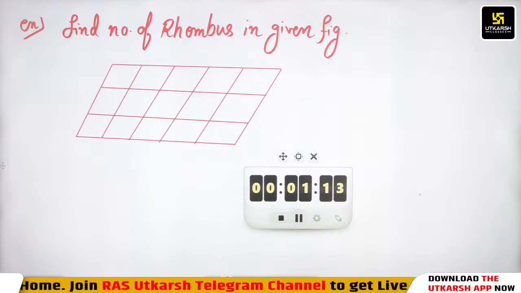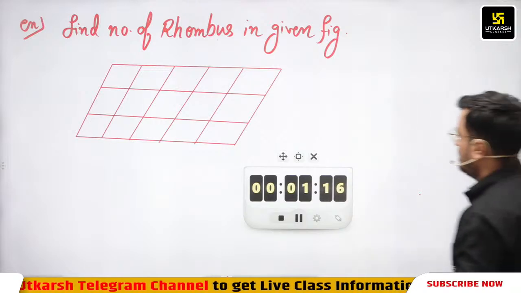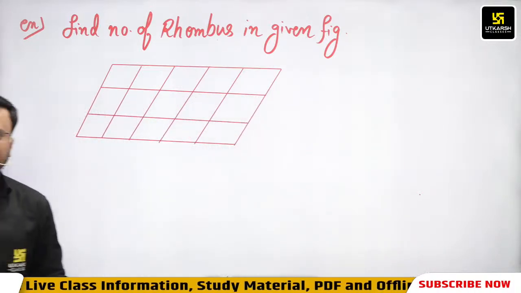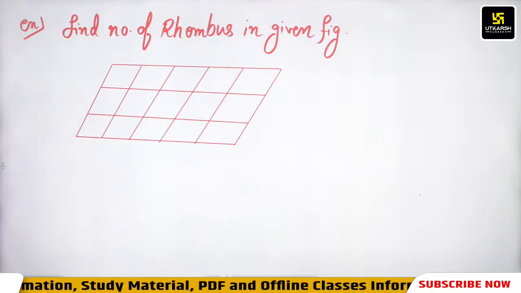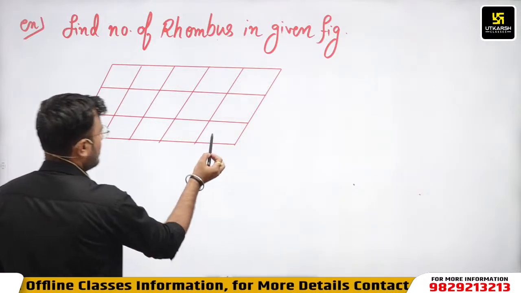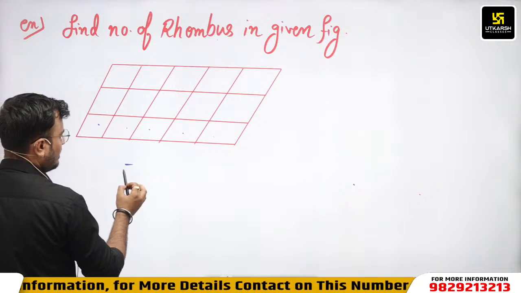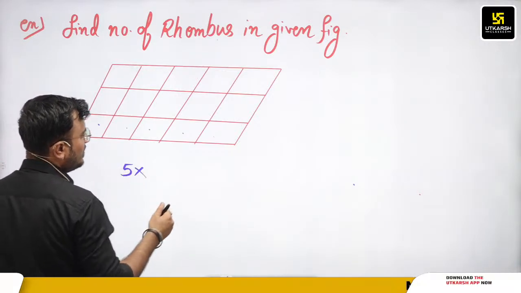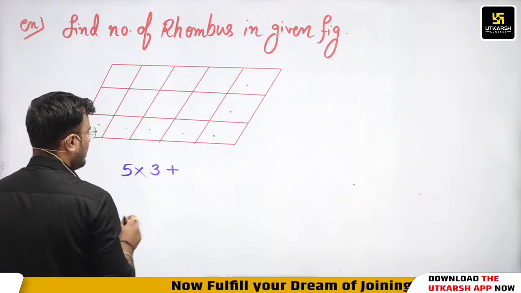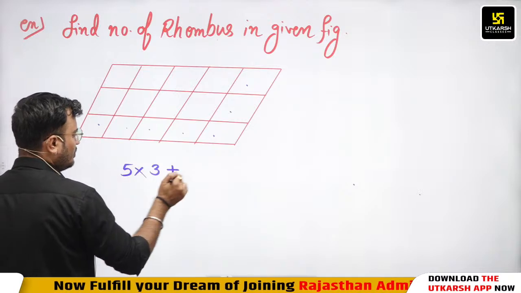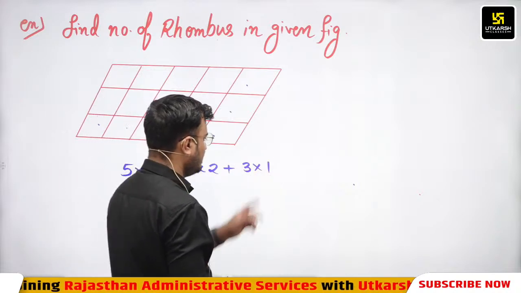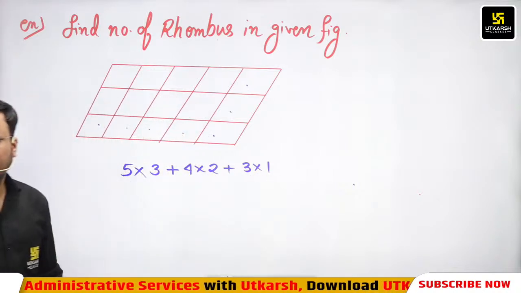So try to figure out how many rhombus are there in this figure. As I told you, we need to use the same procedure that we used in counting of squares. So how many smallest rhombus are there in horizontal order? 1, 2, 3, 4, 5. And how many smallest rhombus are there in vertical order? 1, 2, 3. So 5 into 3. Now subtract 1, 1 from both these numbers, so you will get 4 into 2 and 3 into 1, and we need to stop here because this 1 will become 0.